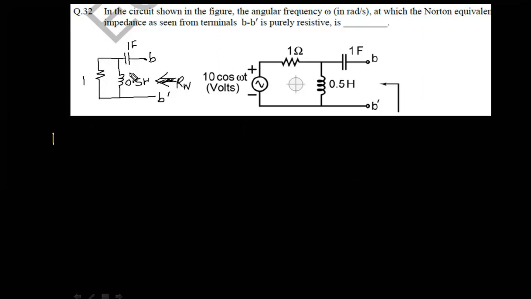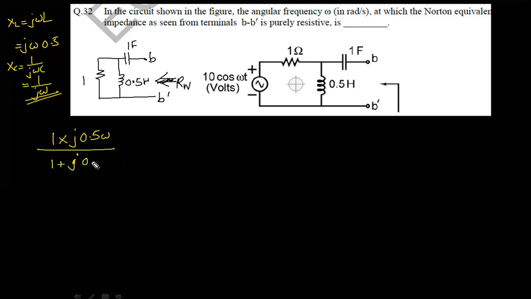So we can find the total impedance, right? 1 into 0.5 J omega. XL equal to J omega L, that is J into omega into 0.5. Similarly, XC equal to 1 by J omega C, so 1 by J omega. So 1 into 0.5 J omega divided by 1 plus J 0.5 omega, plus the impedance of this capacitor, that is 1 by J omega, right?